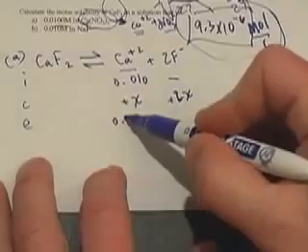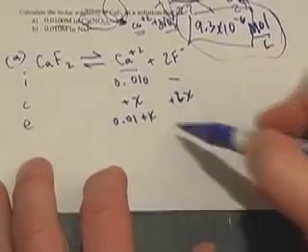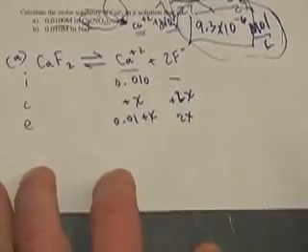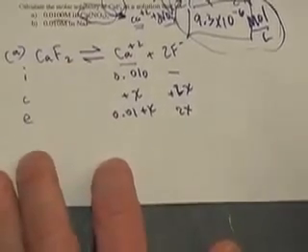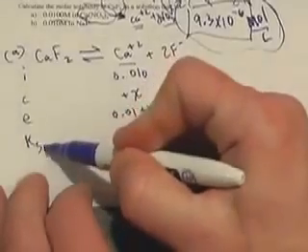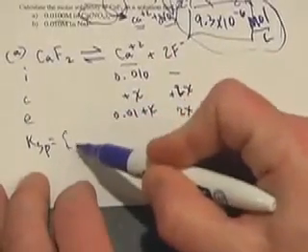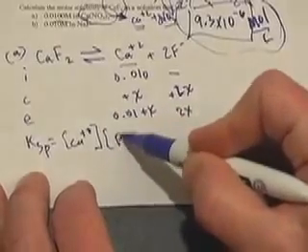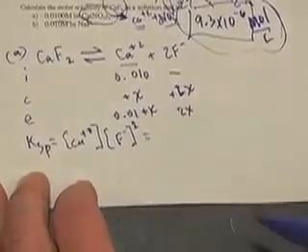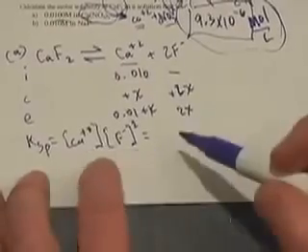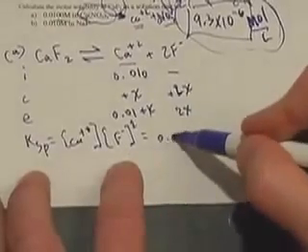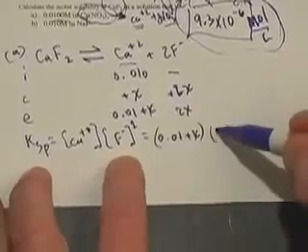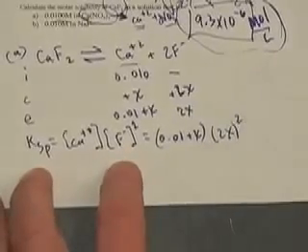And so in the end, I'll have 0.01 plus x plus 2x over here. Now I can write the equilibrium constant expression saying that Ksp is equal to my calcium ion concentration times my fluoride ion concentration raised to the second power. My calcium ion concentration is 0.01 plus x. My fluoride ion concentration is 2x, and don't forget to square it.